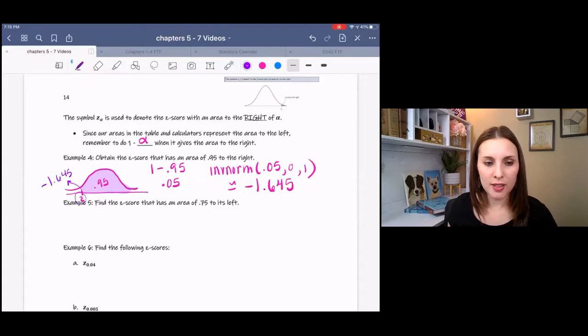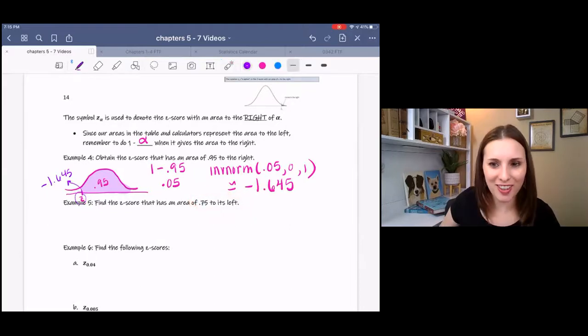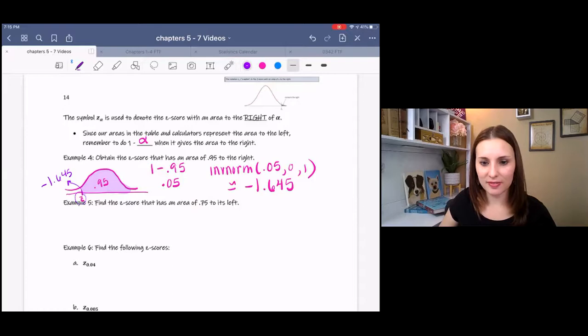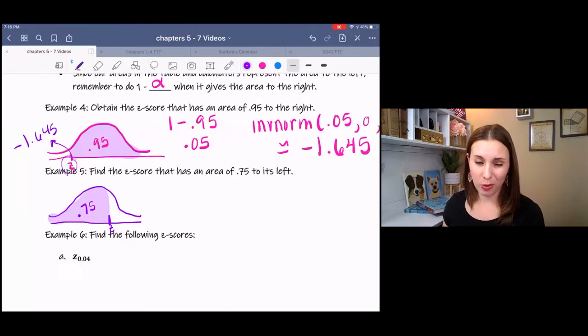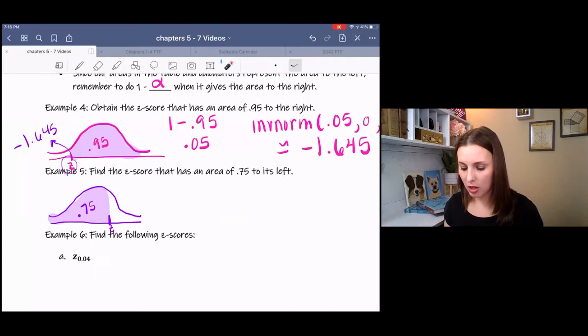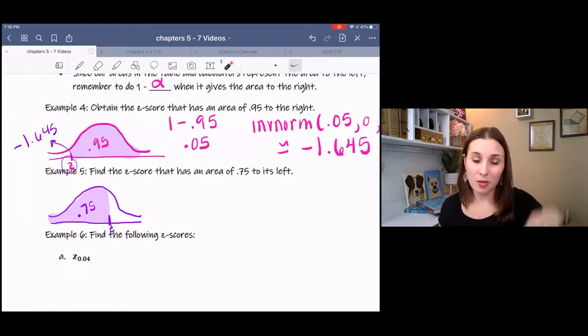Okay, try to find example 5. It is actually already asking you, just draw a picture. Just try it. See if you can figure it out. Okay, if you drew a picture, that really helps because it shows you what you're finding. It's saying that the area to the left of the z-score is 0.75. So in order to use my table or my calculator, I don't actually have to end up subtracting anything because to the left is what I want.